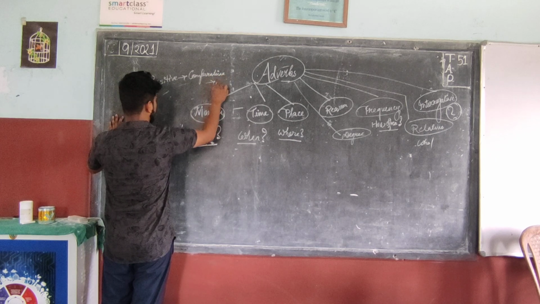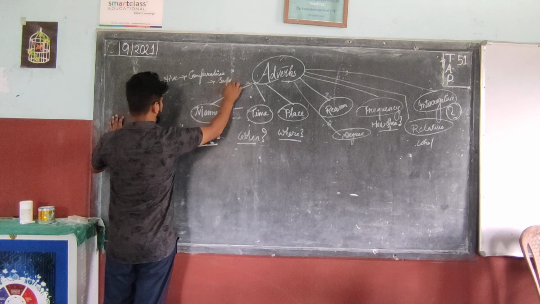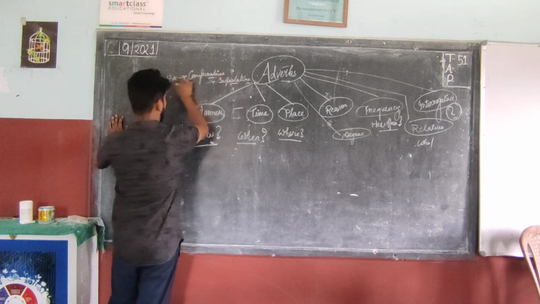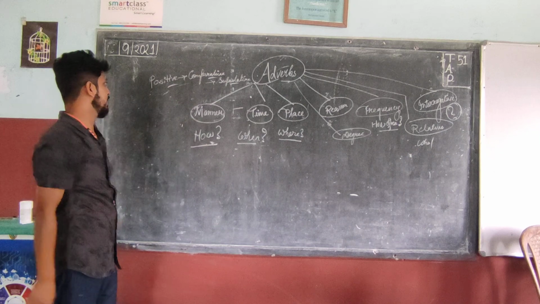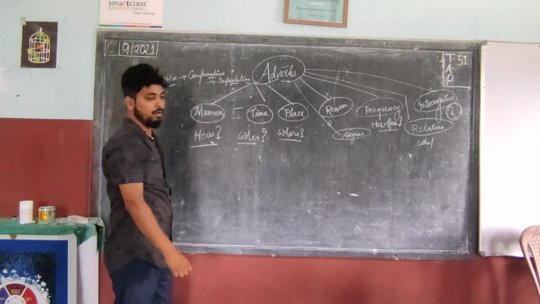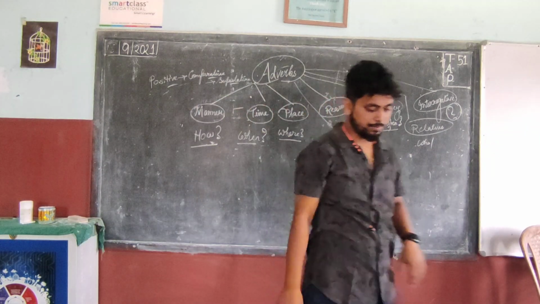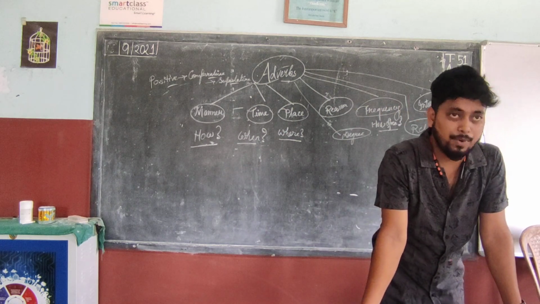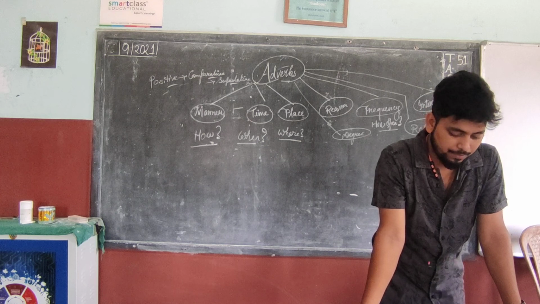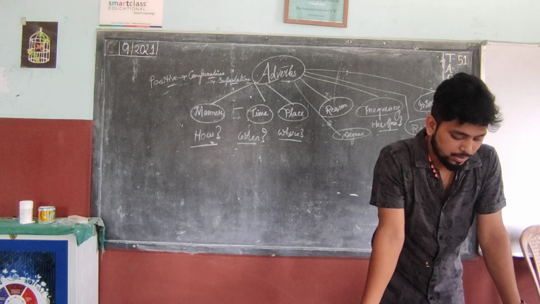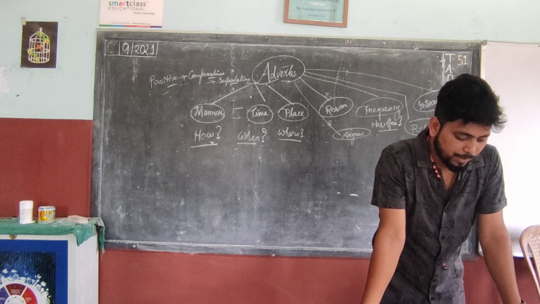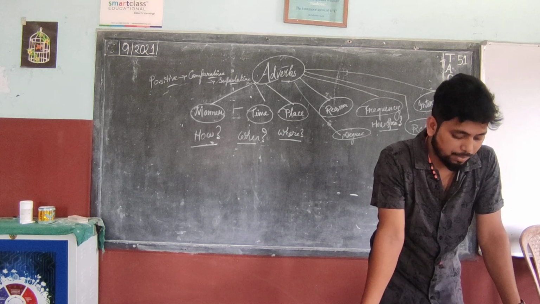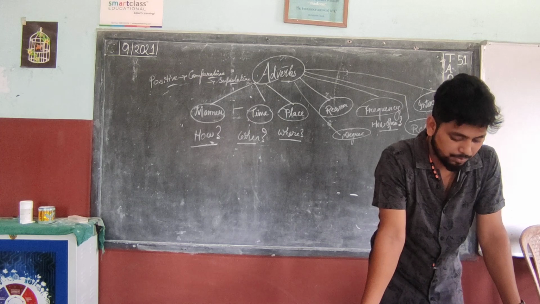And last is superlative. Positive, comparative, and superlative. Now see, adverbs will have three degrees of comparison, that is positive, comparative, and superlative. The comparative degree of the adverb can be formed by adding ER, and the superlative by adding EST.